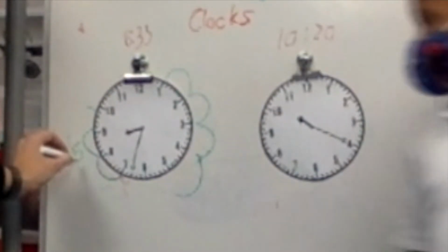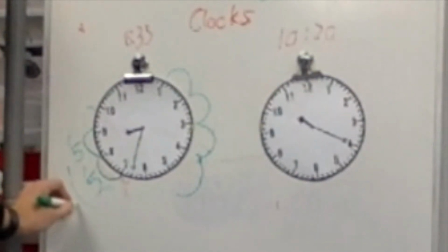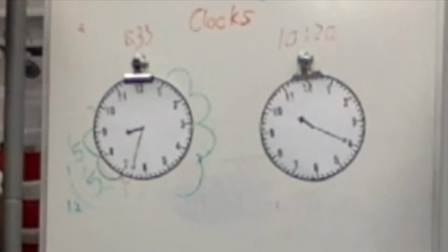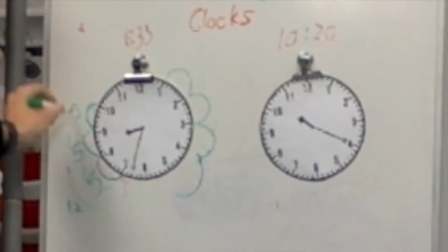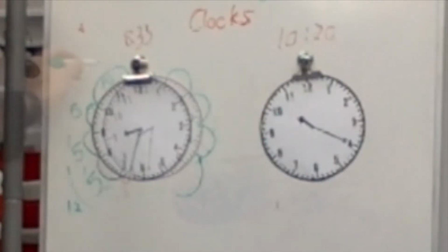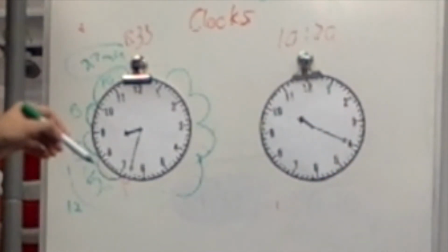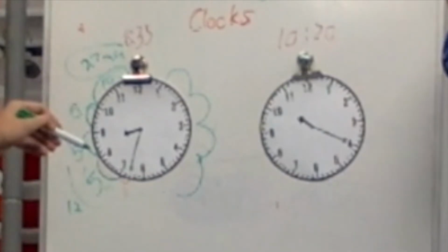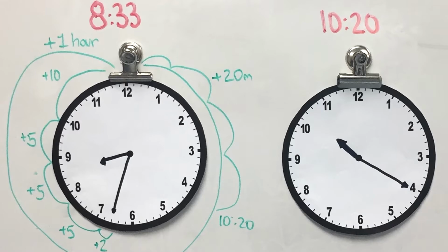Alright. And then that's 12 minutes. Okay. And then I added to get to the 10 up there. I added one more 5 minutes, and then I added 10 minutes to get to 12. And then that's 27 minutes. Then I would add an hour from 12 all the way back around.